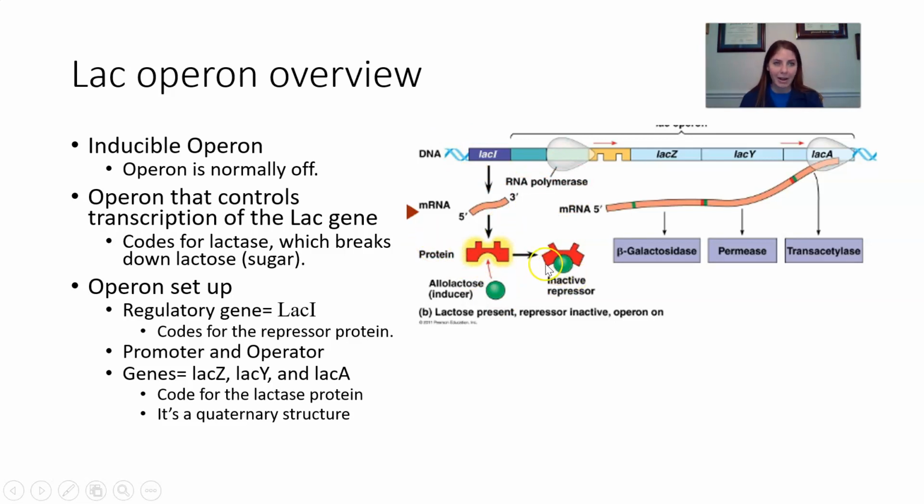When it gets bound to that active repressor protein, it's going to be removed from this operator region right here, which is going to allow RNA polymerase to transcribe all of those genes, which eventually will code for lactase, which will break down the lactose and allow you to use the sugar in the milk.